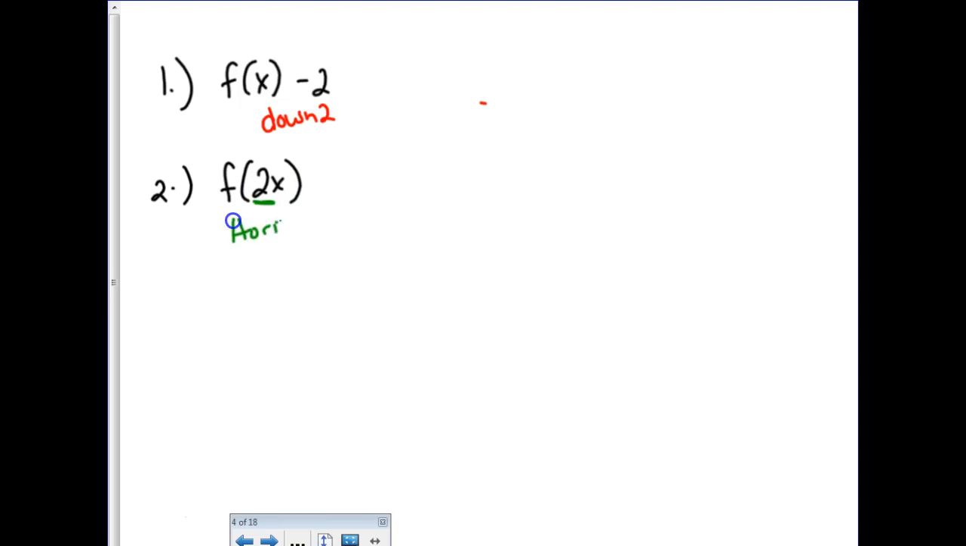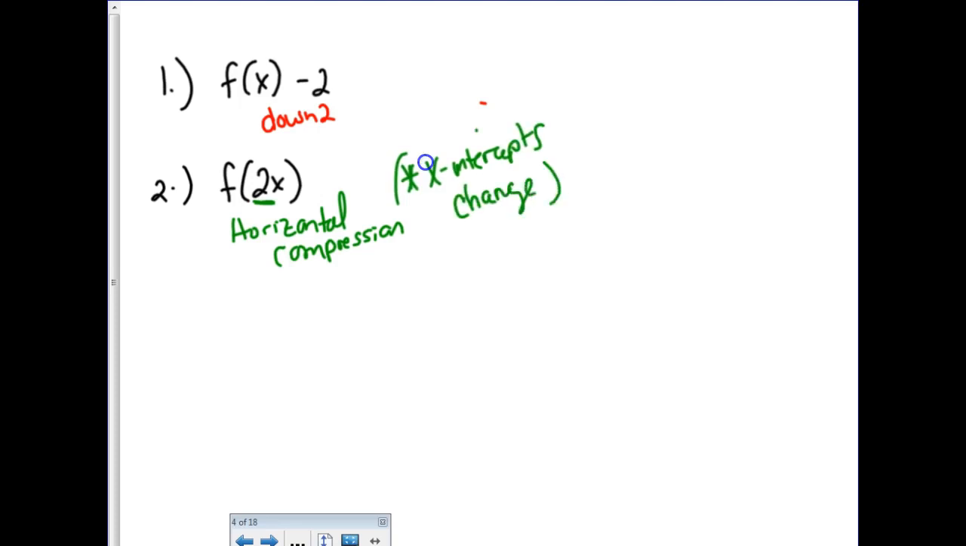So this is a horizontal compression, which means all of your x-intercepts are going to be half as far out as they used to be. So I would write myself a little note, the x-intercepts change. You can even write a note about changing to half of what they were. That's fine. Just remember the horizontal shrink and compression and stretch are going to be opposite of what you thought.